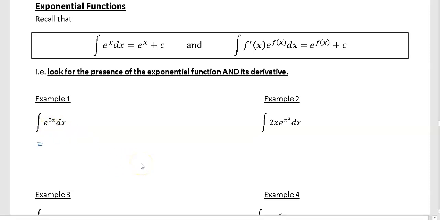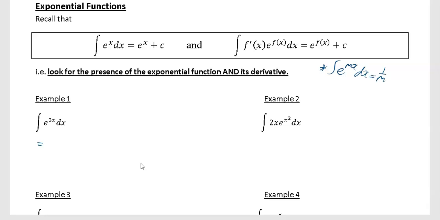One other thing for us to add in up here would be if you integrate e to the mx with respect to x, you get 1 over m e to the mx plus c. So here it's just e to the 3x, so your integral is going to be 1 over 3 e to the 3x plus c, your constant of integration.